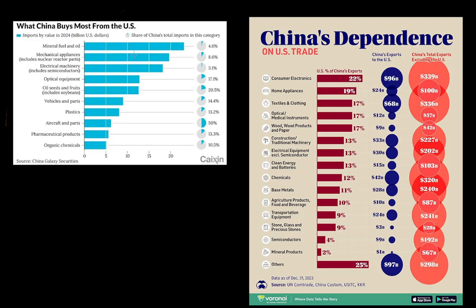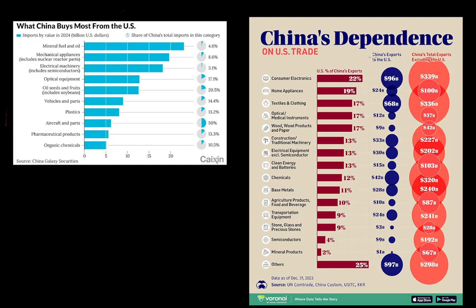Sorry about that. So on the left of this chart, we have what exactly China buys from the US, and on the right, what exactly the US is buying from China.